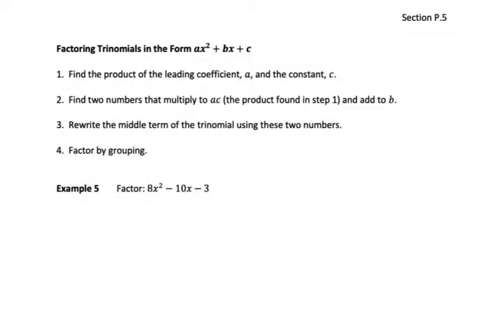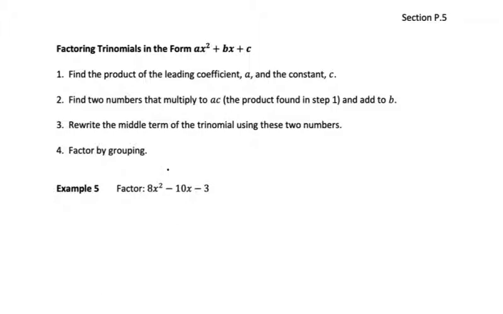In this video, we're continuing with section P5 and talking about factoring. So the next factoring method that we're going to look at is factoring trinomials in the form ax squared plus bx plus c. So in the last video, we saw how to factor trinomials where we did not have a number in front of x squared. Now we're going to look at trinomials where there is a number in front of x squared.